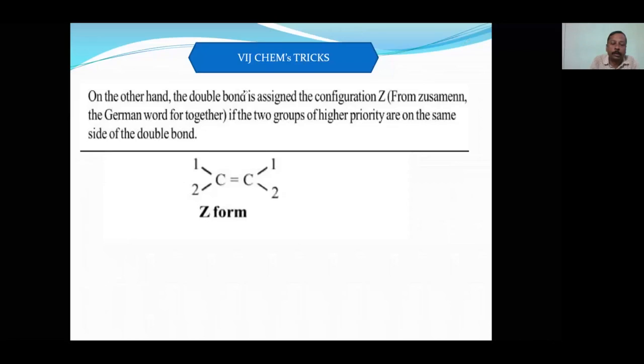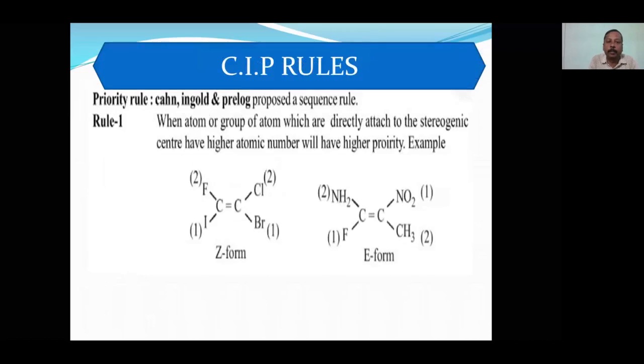Okay. This is about Z and E, the second type of isomerism. Now we are going to see the next slide. What are CIP rules? Cahn, Ingold and Prelog. These are the three names. CIP, Cahn, Ingold, Prelog. These are used to assign priority.